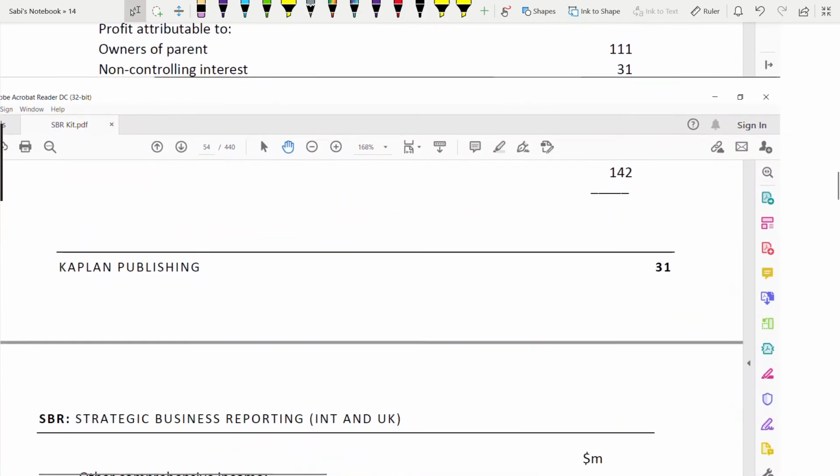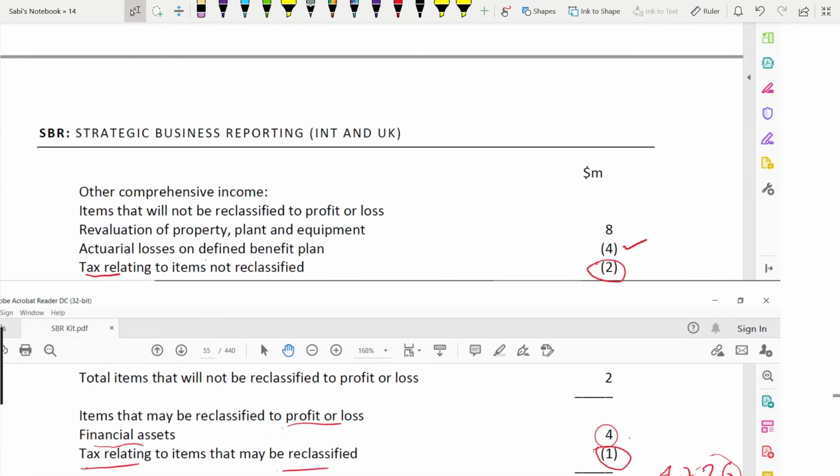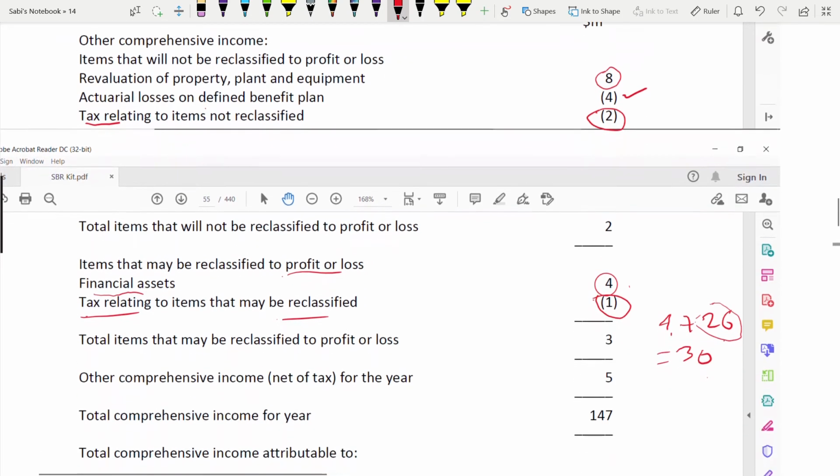Revaluation is 8. How do you know revaluation is 8? Because from the profit and loss, revaluation of property, plant and equipment. This 8. This is why you need to have a critical eye. You need to look at each and everything. Are you missing out anything or not? It's easy to forget this. Okay, 8.